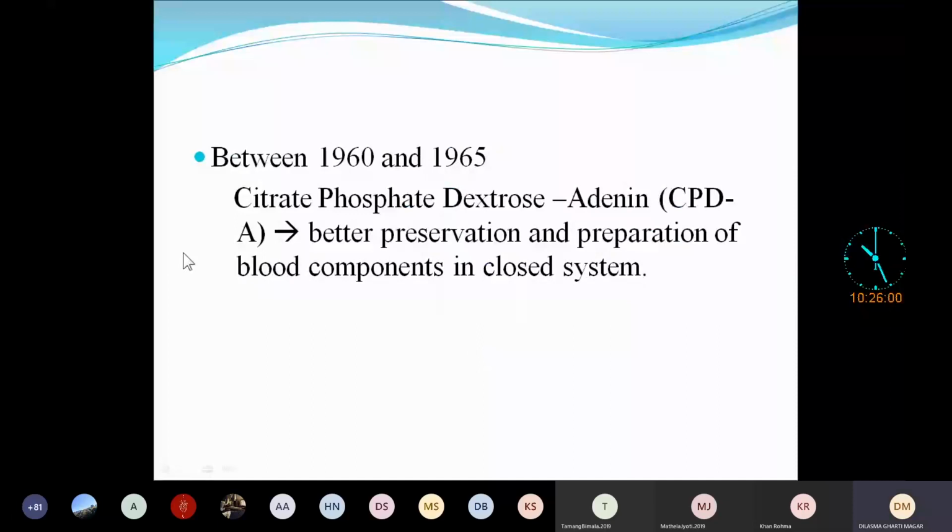Now, after that, in 1960 and then 1965, came citrate phosphate dextrose adenine. So from ACD, it became CPDA. CPDA means C for citrate, P for phosphate, D for dextrose, and A for adenine. This CPDA acts as a better preservative and allows preparation of blood components in a closed system. Now, blood components preparation in a closed system, you must have heard about blood components. Have you heard anything? Have you heard of blood components?